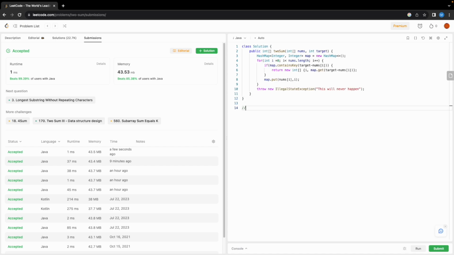Now let's see the time complexity of this one. We are having only one loop, so the time complexity would be just order of n. And for the space complexity, we are using an additional hash map which is of the size of the input, so the space complexity would be order of n.